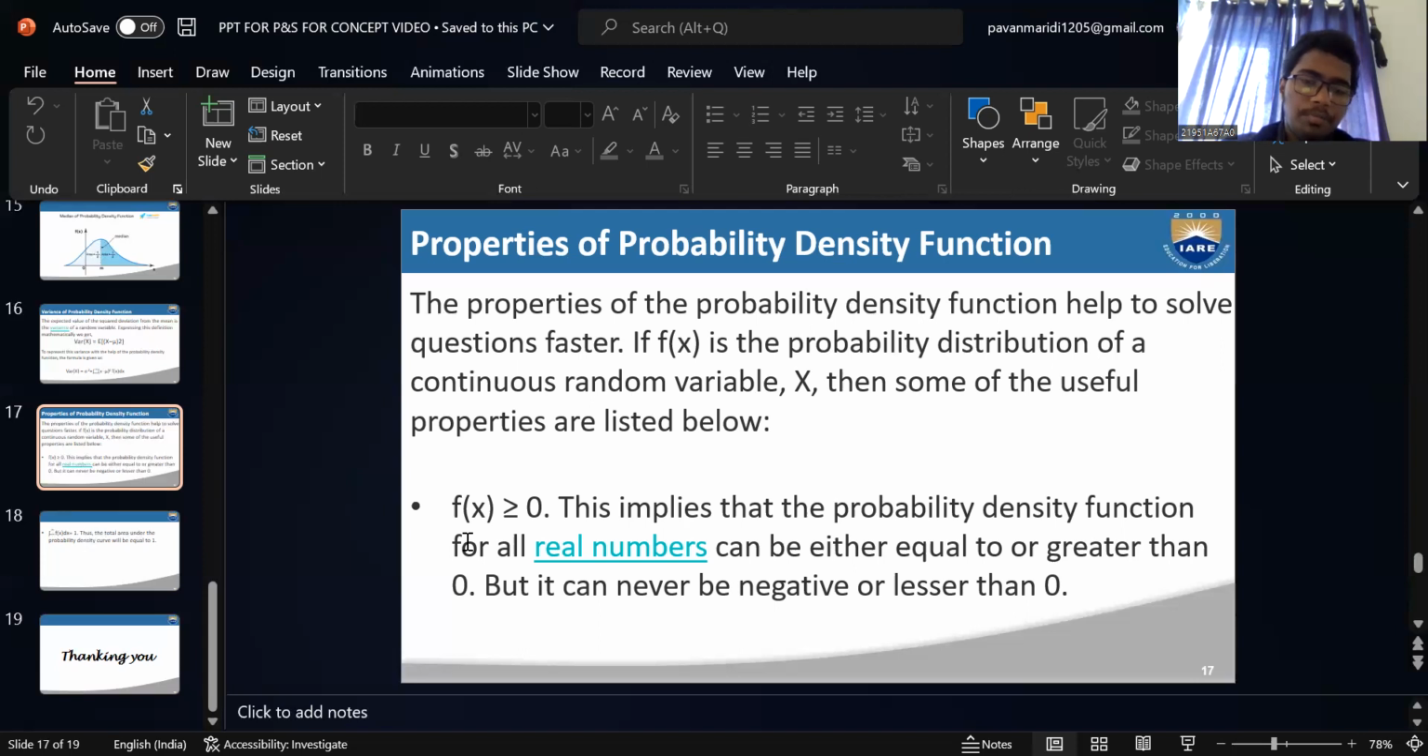If f of x is greater than or equal to 0, this implies that the probability density function for all real numbers can be either equal to or greater than 0, but it can never be negative or less than 0.